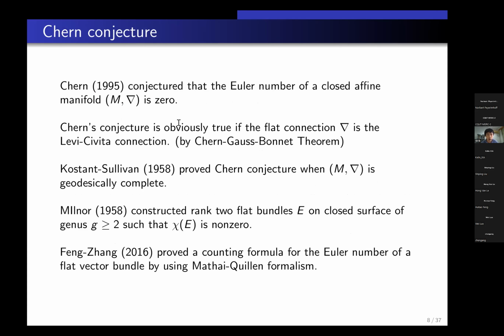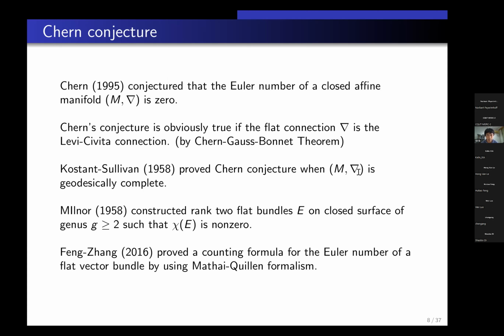And this Chern conjecture is about flat connection or about affine manifold. It just says that the Euler number of a closed affine manifold is 0. So we know that when this flat connection is simply the Levi-Civita connection, then the assertion follows from the Chern-Gauss-Bonnet theorem. But in general, Chern conjecture is still open.